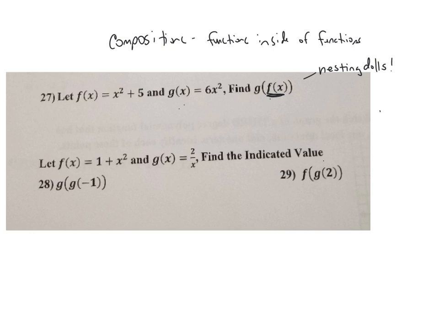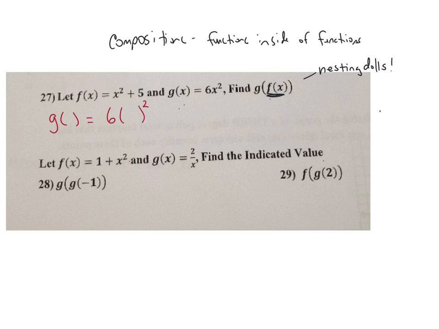So I'm going to write g of x equals 6x squared. All right. Now the reason it's called g of x is because we're using x as a variable. If I take that x away, I have to take that away.